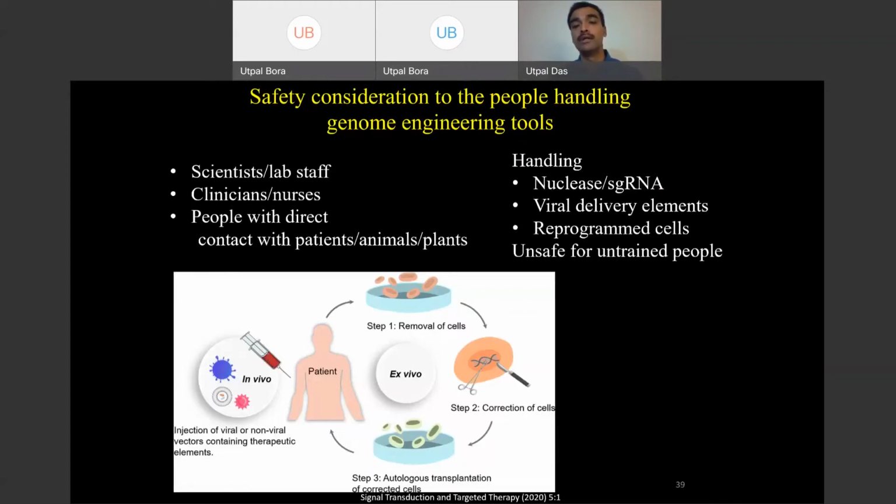But remember, they are going to, or you are going to handle different nucleases, different guides, different viral delivery vectors, reprogrammed cells. They are not always safe. If you have all the combination together in a tube with viral vectors, everything, if that spills on your skin, there is a remote possibility that they will be taken up, because mammalian cells do that. There are examples. So this kind of handling issue one has to consider, okay?